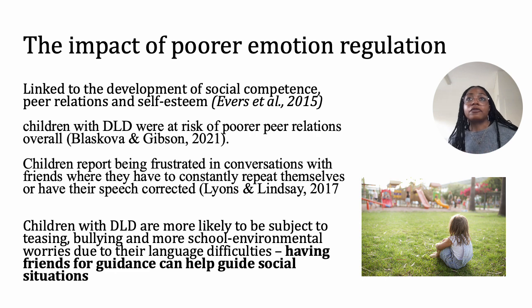So all of this is to say that emotion recognition difficulties can play a role in children's wider social environments. For example, it can impact peer experiences and friendships, whereby differences in social understanding between DLD and typically developed peers may contribute to differences in friendships and peer relations amongst children and adolescents, which you can see from some of the studies I've referenced here. And there was a meta-analysis looking at sociometric studies, and they found that children with DLD were at risk of poorer peer relations overall. And children reported being frustrated in conversations with friends when they had to constantly repeat themselves and have their speech corrected. So you can clearly see the impact that language difficulties can have on social emotional interactions.